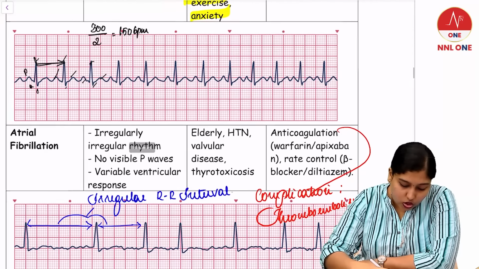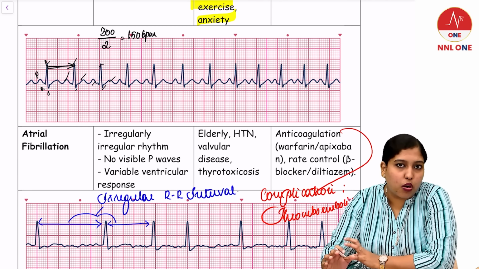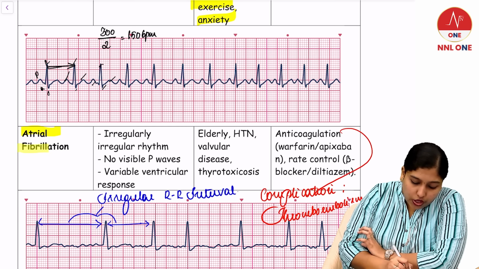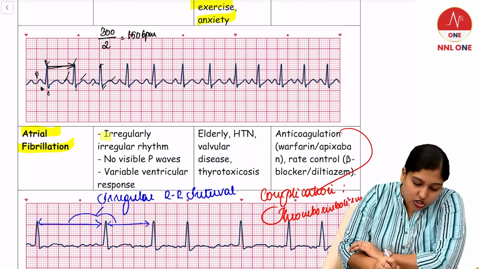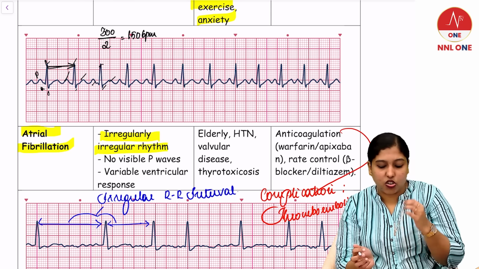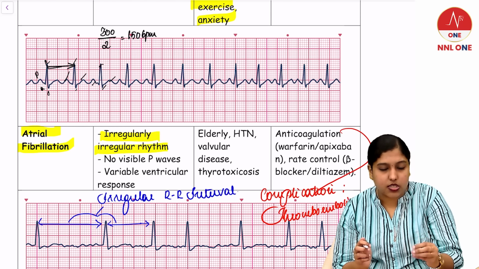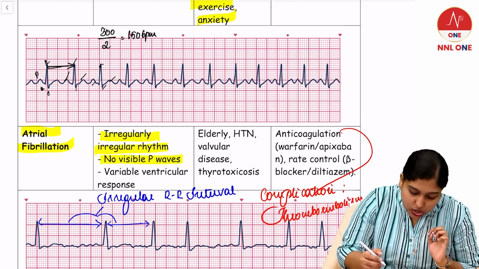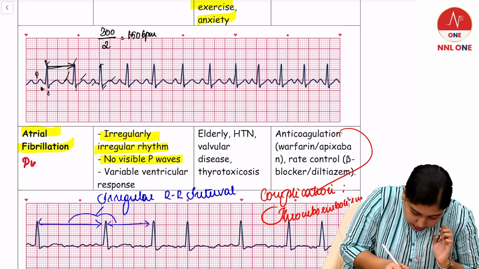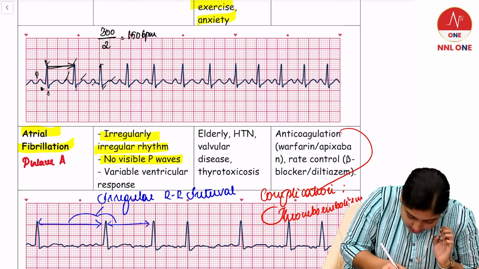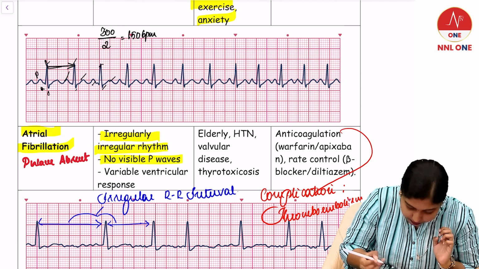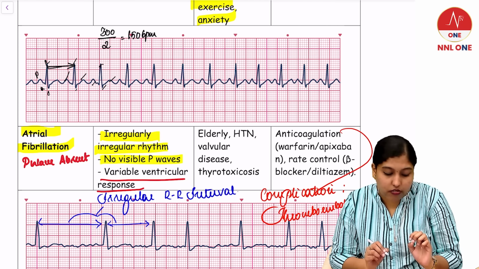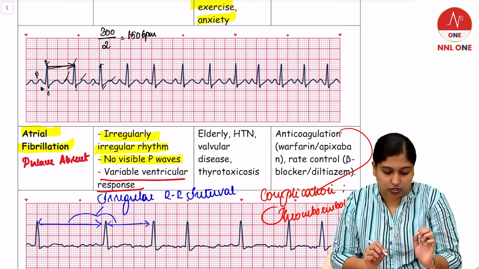Next we are going to talk about the most important abnormal ECG findings. First is atrial fibrillation. In atrial fibrillation, it is irregularly irregular. So everything is irregular in this. And there will be no P wave. The P wave is absent. There will be a variable ventricular response in the case of atrial fibrillation.